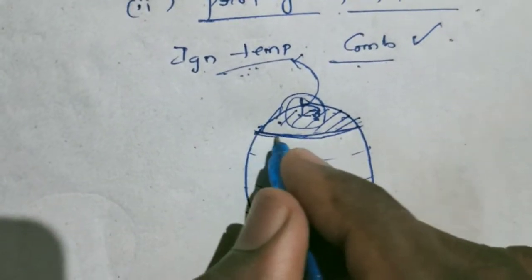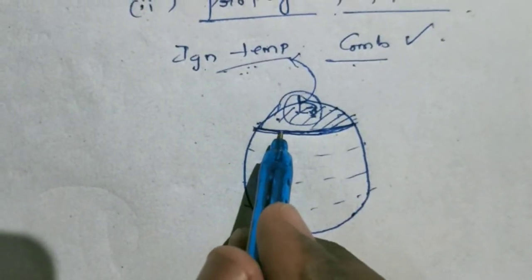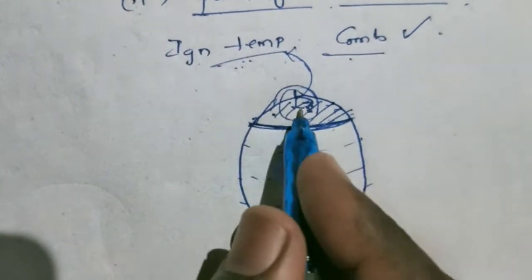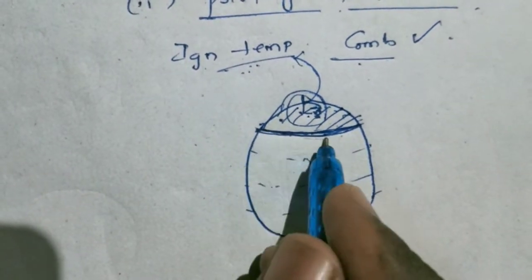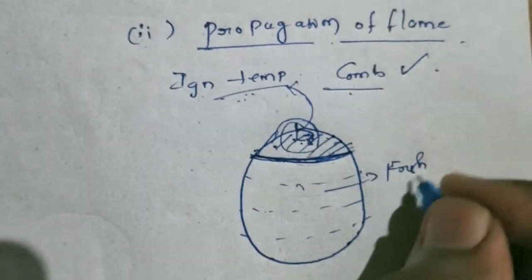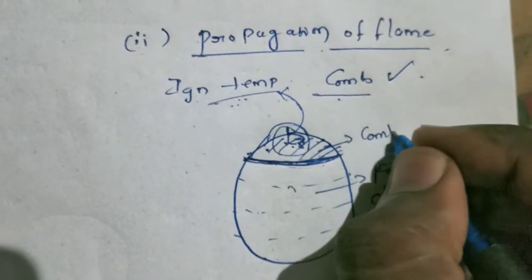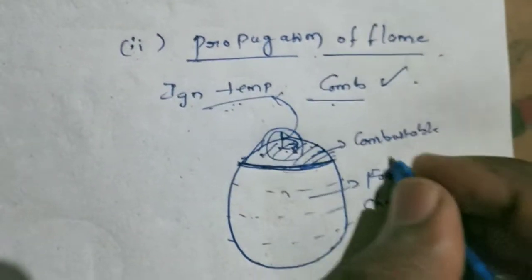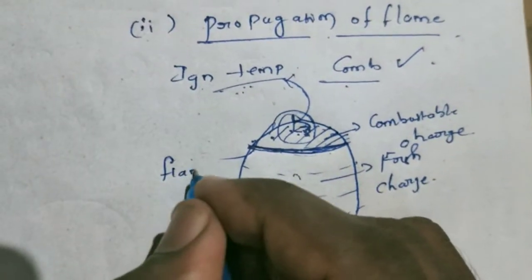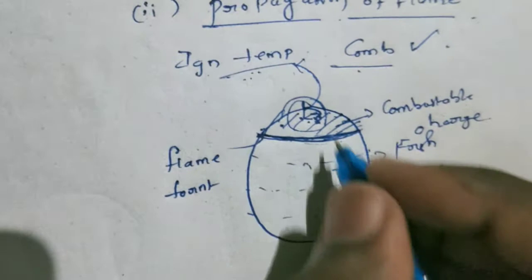After that, it forms a flame front. We want to discuss this flame front. This flame front is used to divide the region of fresh charge and combustible charge. This is called fresh charge. This is combustible charge. This is the flame front. This flame front divides the fresh charge and combustible charge.